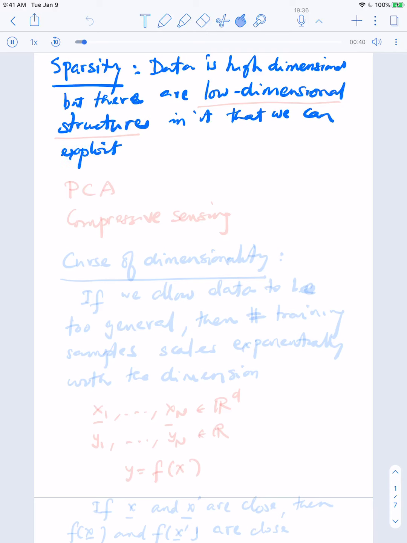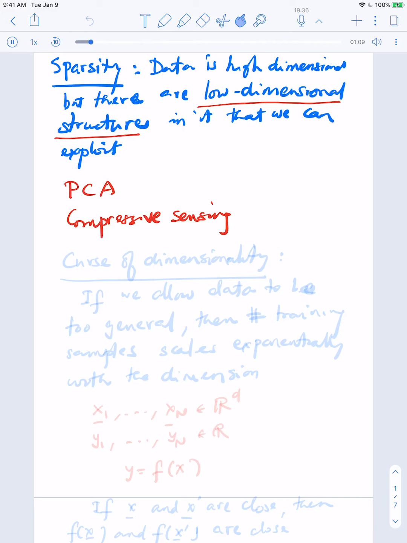So we'll talk about several approaches to that. One of them is just a standard sort of approach called principal component analysis. The other one is compressive sensing, and then layering additional techniques on top of these dimensionality reduction techniques.